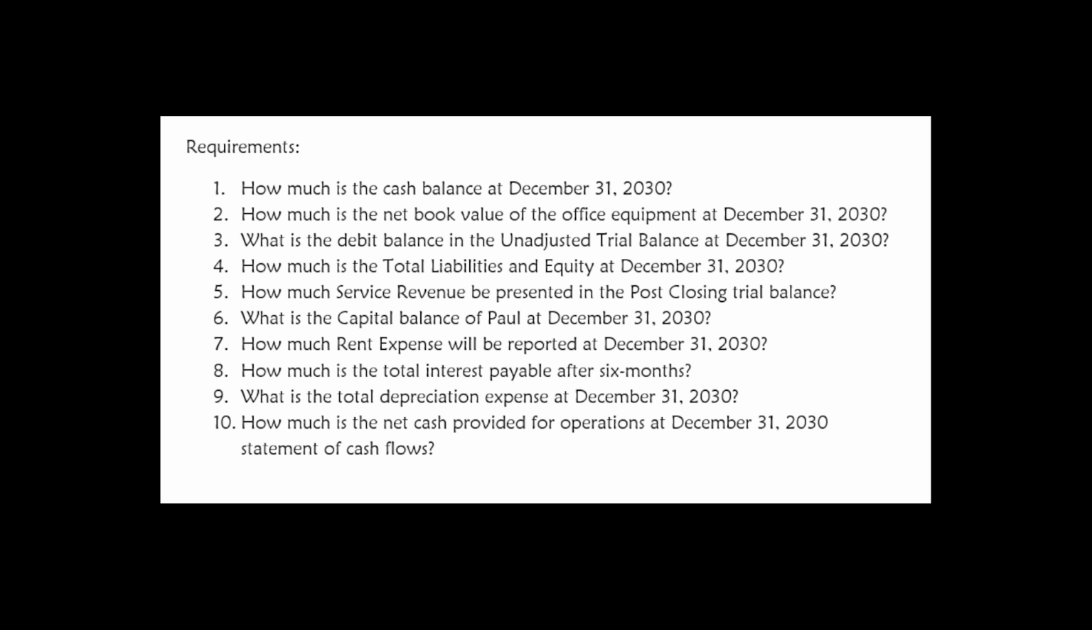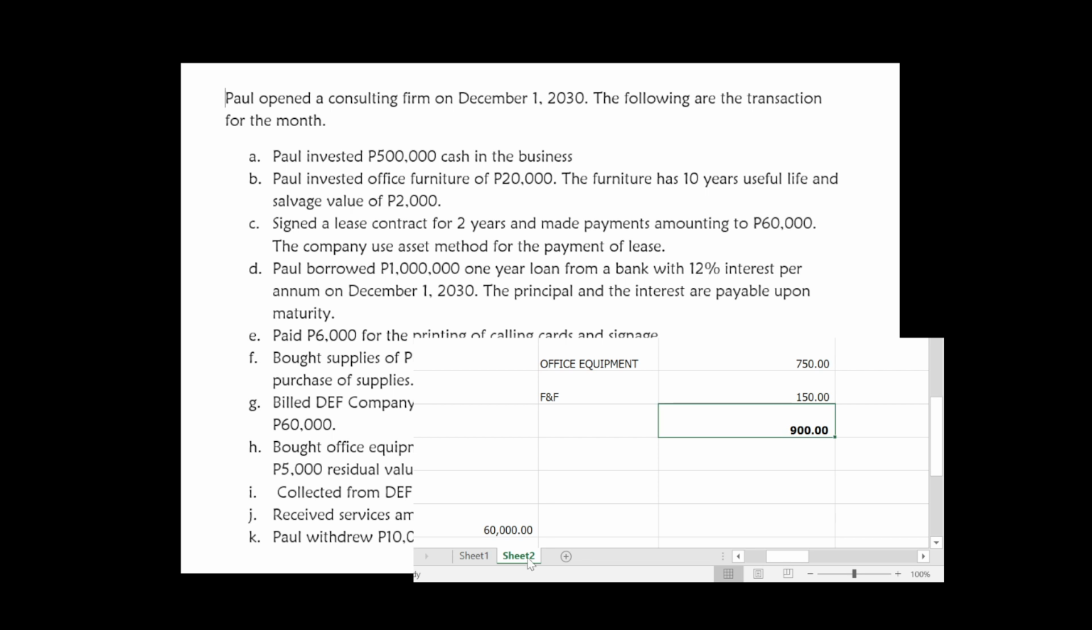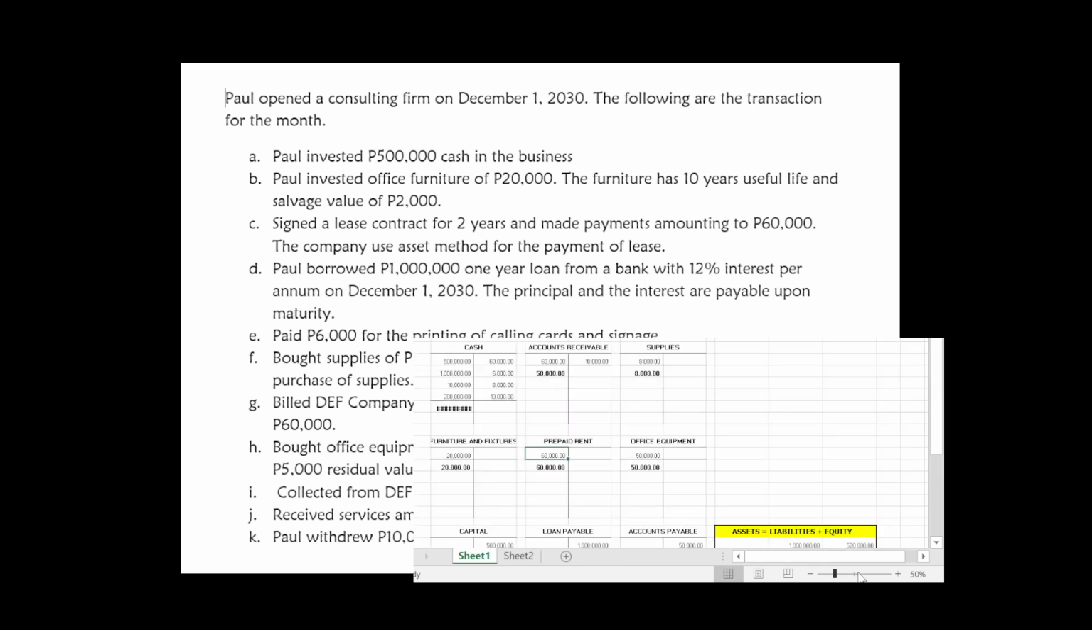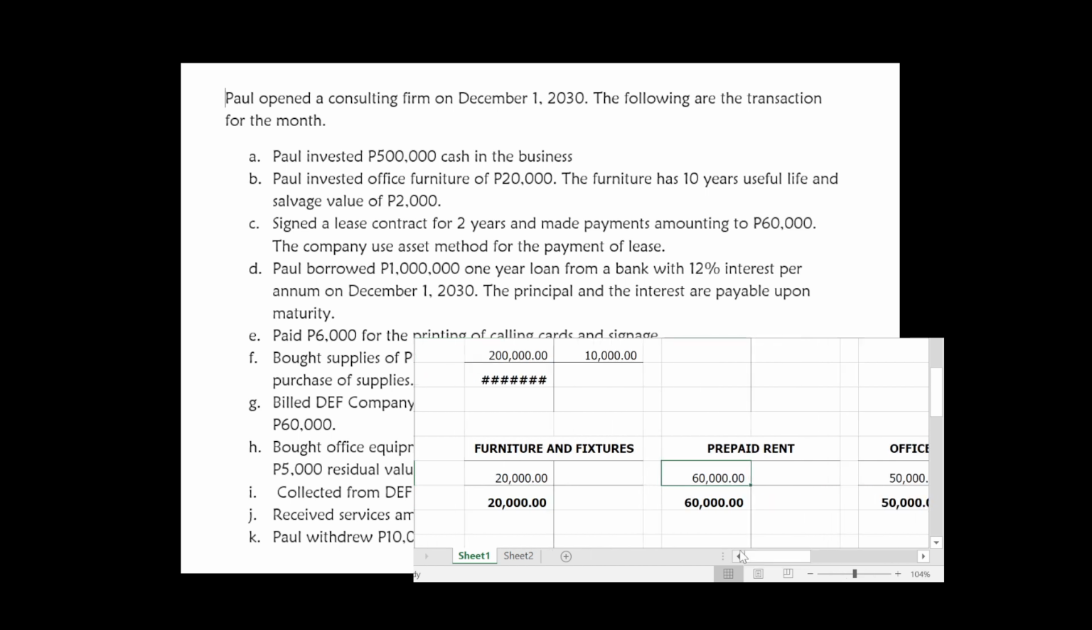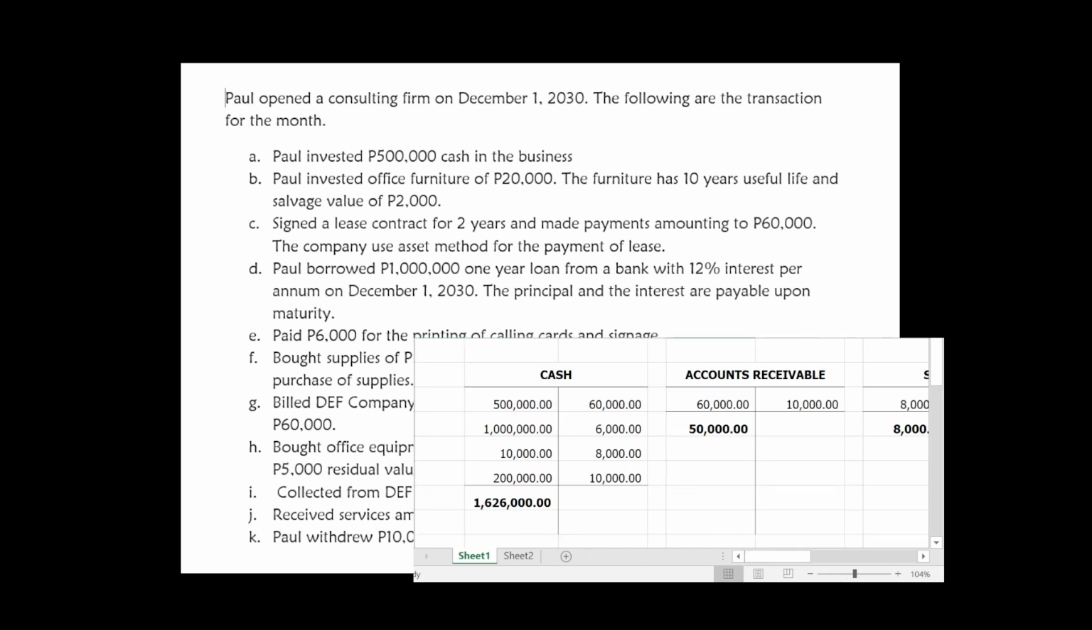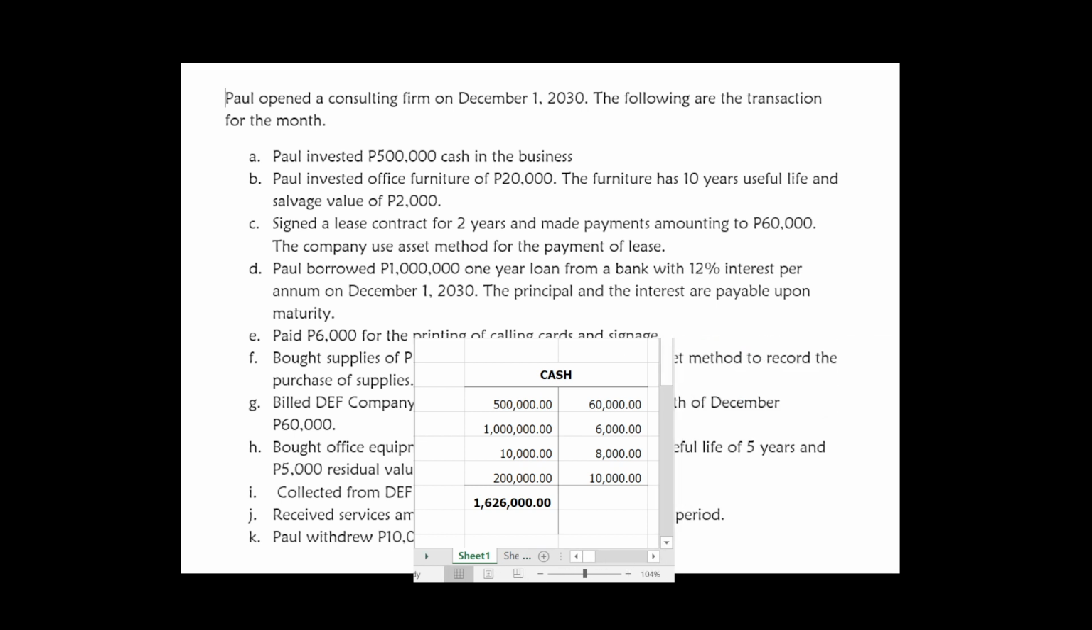Okay, lastly, how much is the net cash provided for operations at December 31, 2030 statement of cash flows? Ito na yung panghuling tanong. So again, kapag ganito, since yung tinatanong lang sa atin is yung cash, mag-focus lang tayo sa cash. So ano ba yung nangyari sa cash natin? Okay. Dito lang tayo mag-focus sa cash. Sundan natin itong ating cash. Ito yung mga nangyari sa cash natin.